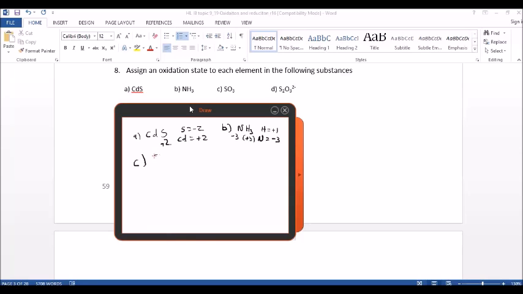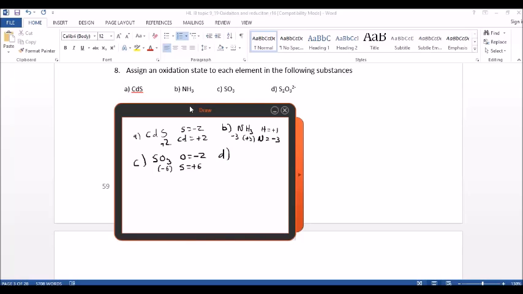Let's look at C. So remember the rule is this is a covalent substance. I'm going to give oxygen -2 to start off with. Now that is a total of -6 from these 3 oxygens. So therefore, to make that sum to 0, I'm going to give sulfur an oxidation state of +6.